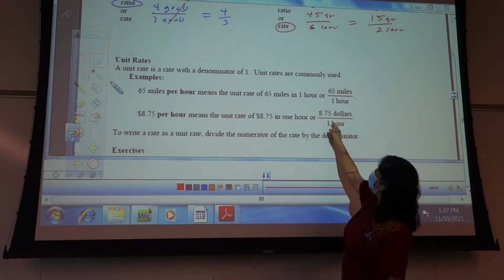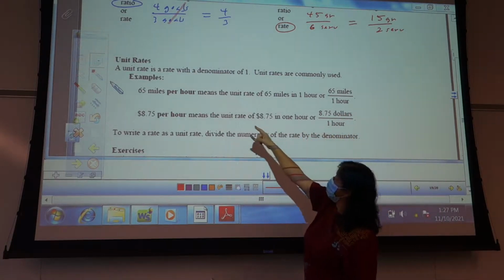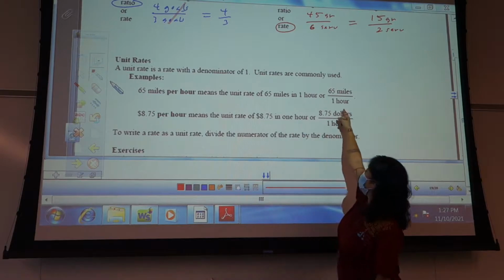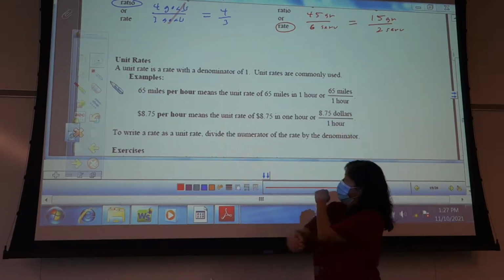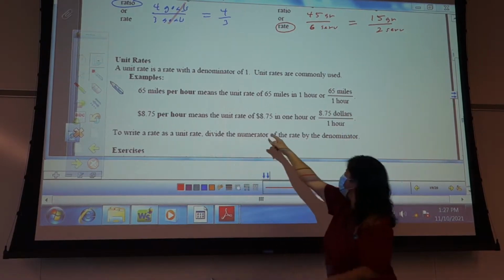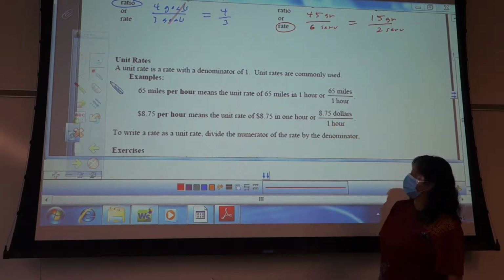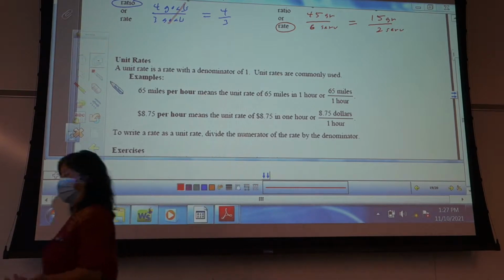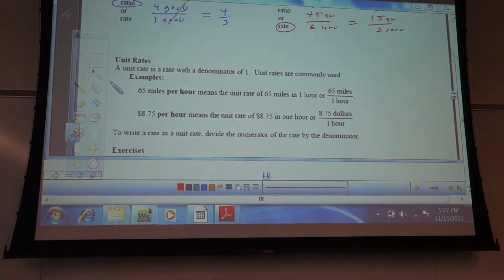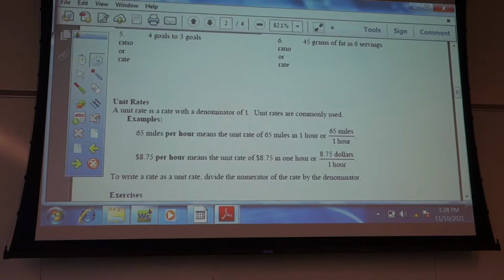So miles per hour, 65 miles per hour means we have 65 miles per 1 hour. $8.75 means you're making $8.75 per 1 hour. So you just divide them. Really, just use your calculator, divide them. It's super, super straightforward, super, super simple. So we're going to do these ones.